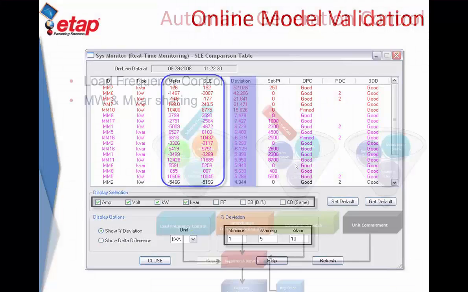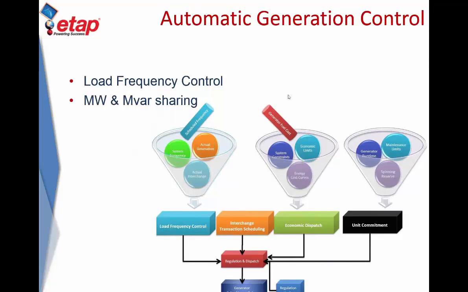So jumping back to where I was, that's essentially a byproduct. Coming back to actual generation optimization. Here we are essentially doing multiple items, as I mentioned earlier. We are combining load frequency control, and that's the capability where the program is actually looking at system frequency. It's looking at actual generation and the interchange, if there is one, or the power exchange between your microgrid and the utility system. And it's looking at the scheduled frequency.